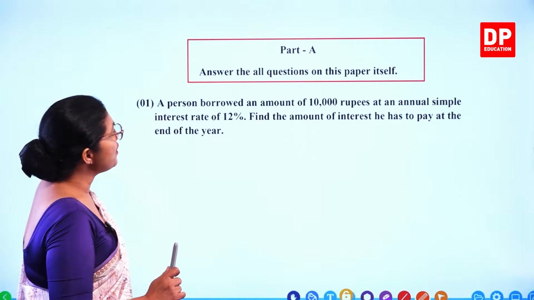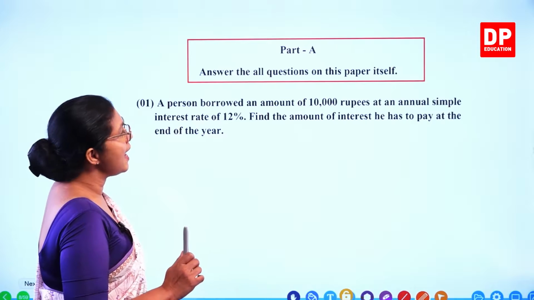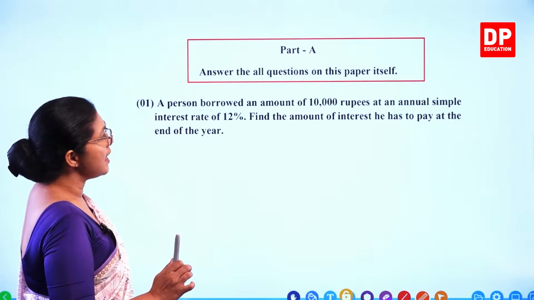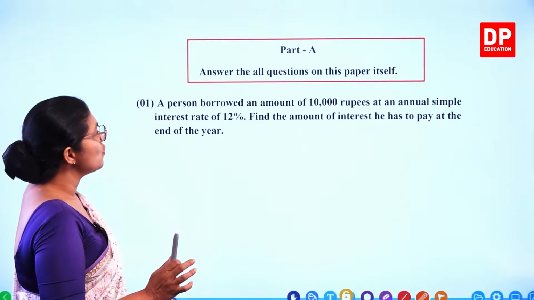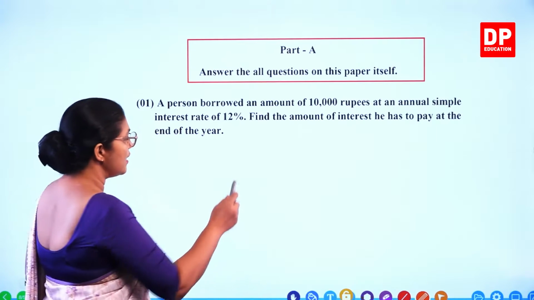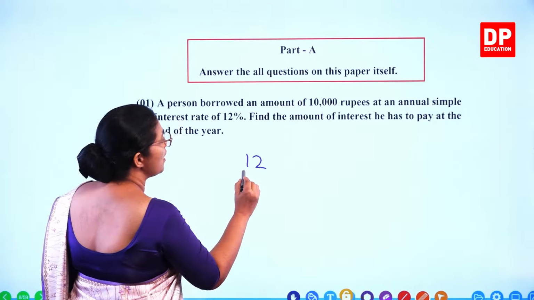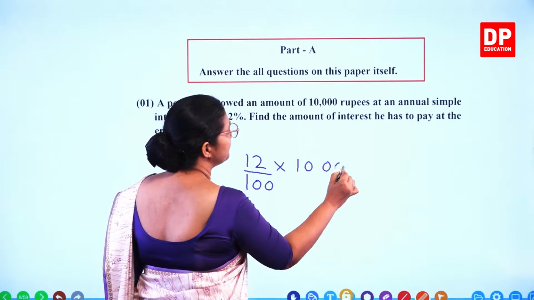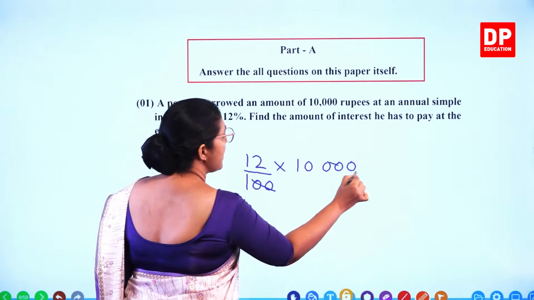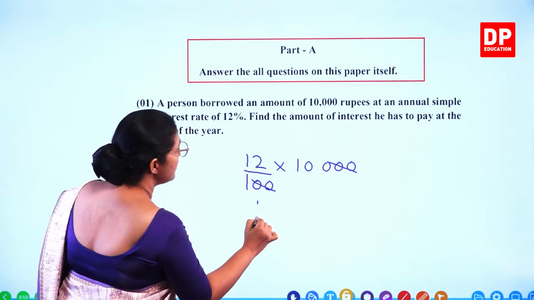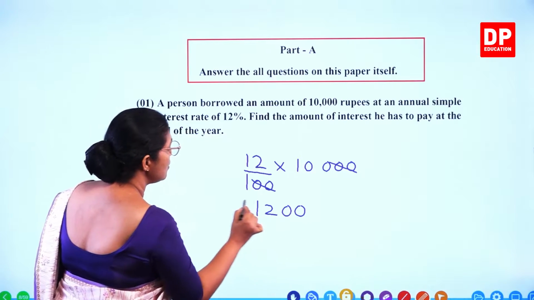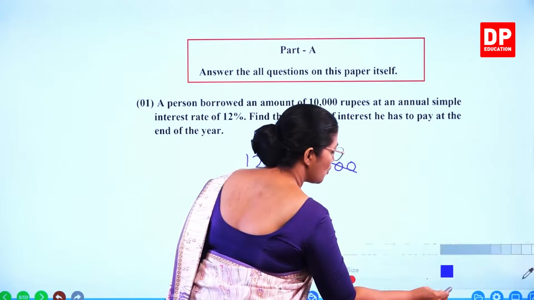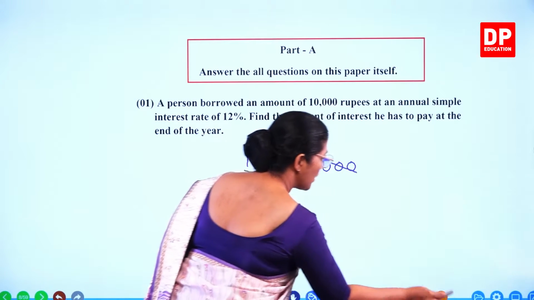A person borrowed an amount of 10,000 rupees at an annual simple interest rate of 12%. Find the amount of interest he has to pay at the end of the year. So 12% of 10,000. So 12% means 12 over 100 into 10,000 rupees. 2 zeros get cancelled out. 12 times 100, that means 1,200 rupees is the interest. So you get 2 marks for each question.